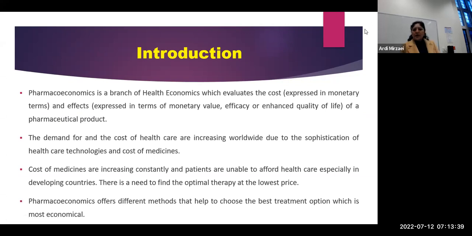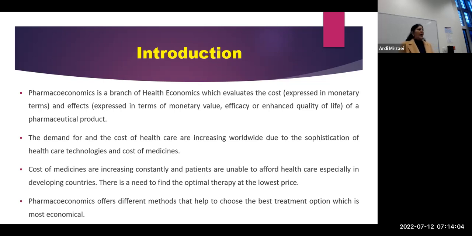Now coming to the introduction, pharmacoeconomics is a branch of health economics, which evaluates the cost. Cost is expressed in monetary terms and effects. The effects can be expressed in terms of monetary value, efficacy, or enhanced quality of life of a pharmaceutical product.